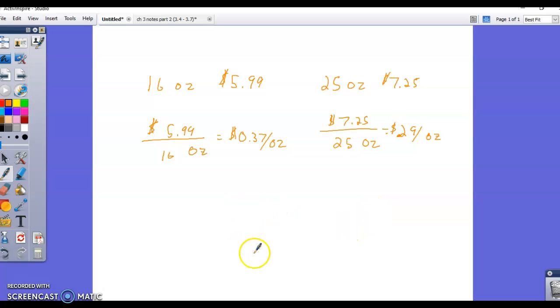So anyway, that's how you find unit rate, a very useful skill, especially when you're looking to compare prices of things.